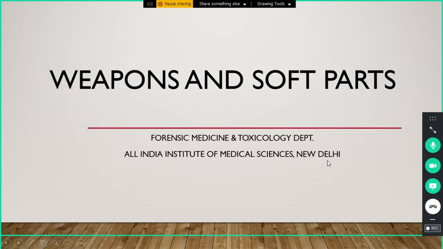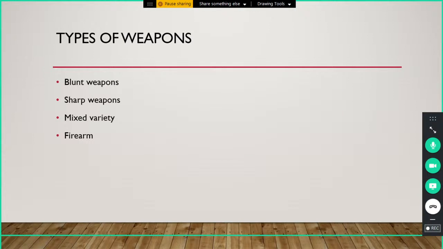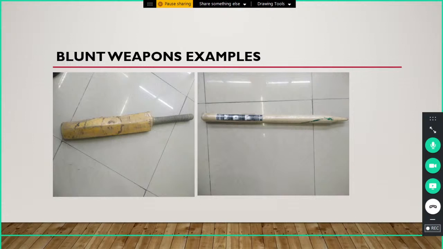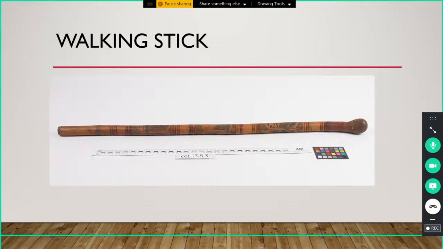Last topic, weapons and soft parts. What are the different types of weapons? Blunt weapons, sharp weapons, mixed variety, and firearms. These are the blunt weapons: the cricket bat, stump, baseball, walking stick.